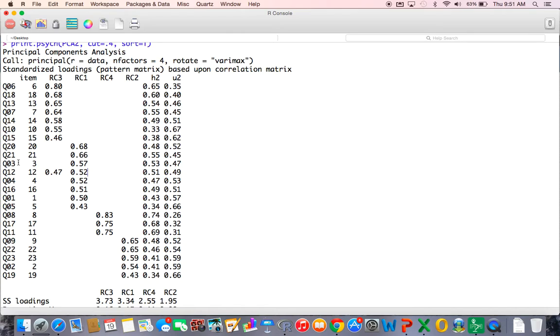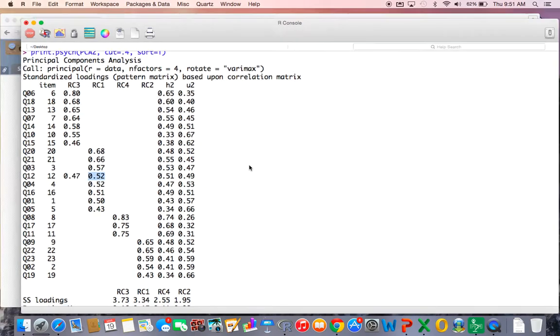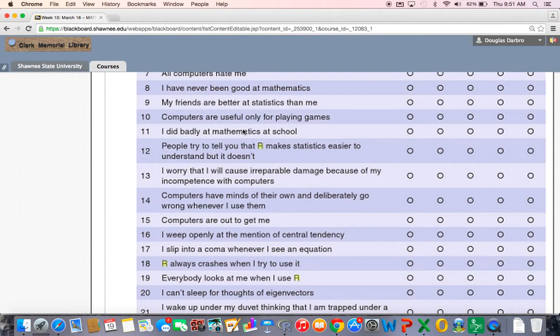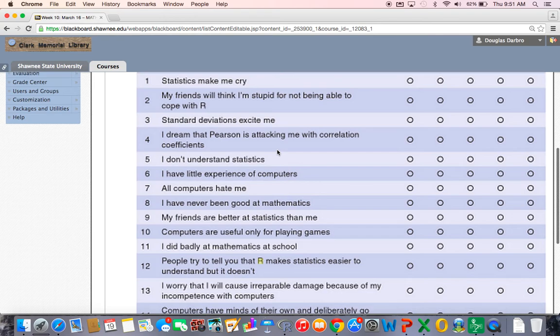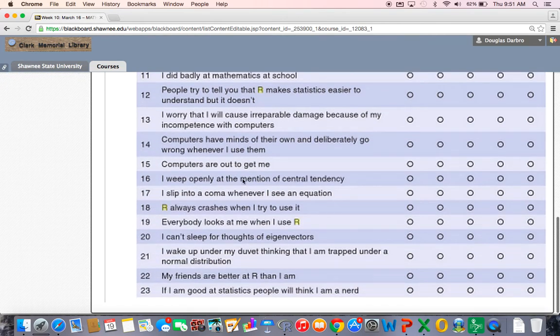And again, we're with this question 12, even though it loaded above 0.4, we're going to have it on component 1. So component number 3 here, let's go over here and look at these questions and see if we can determine something that's common. Number 6, I have a little experience with computers. Number 18, R always crashes, so that's a computer. 13, computers.